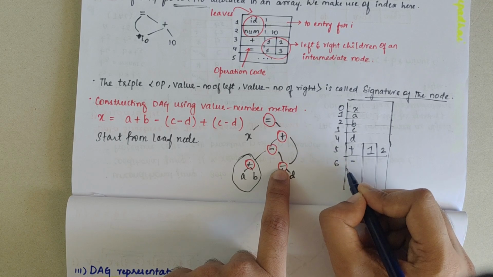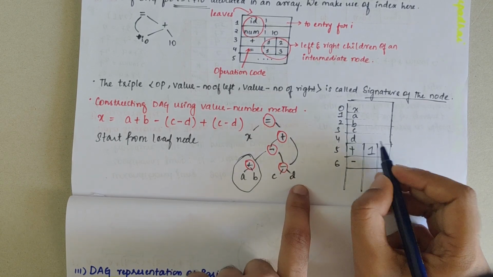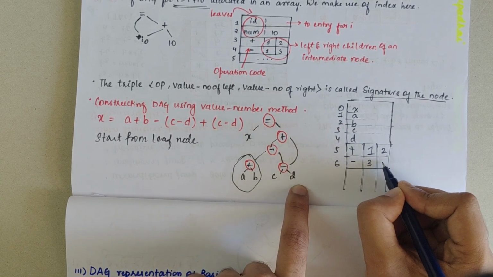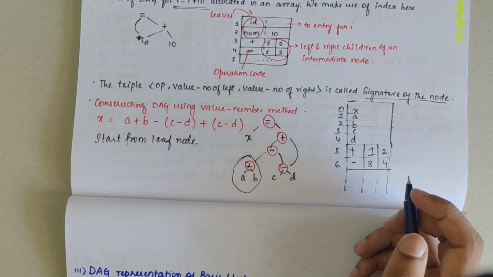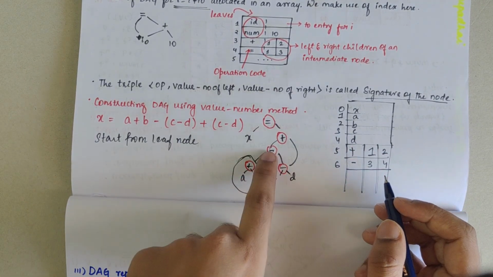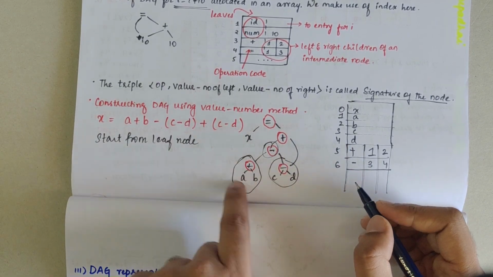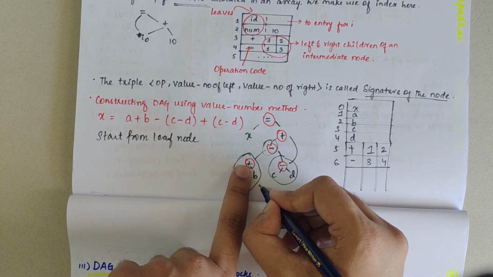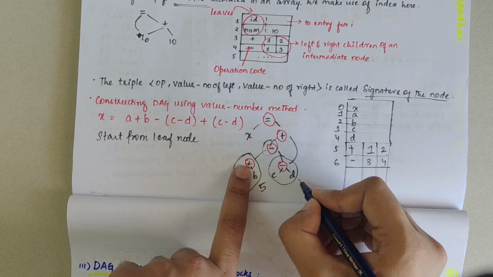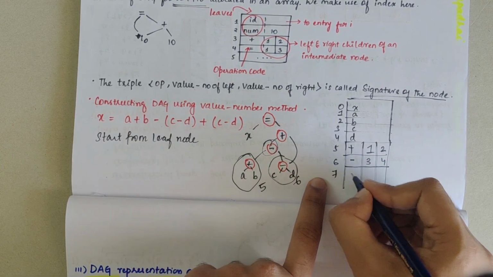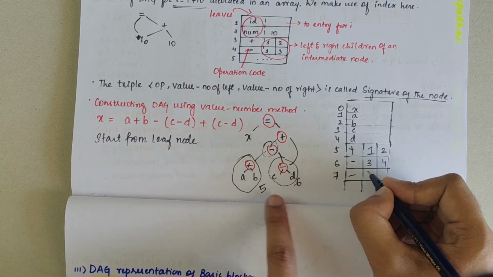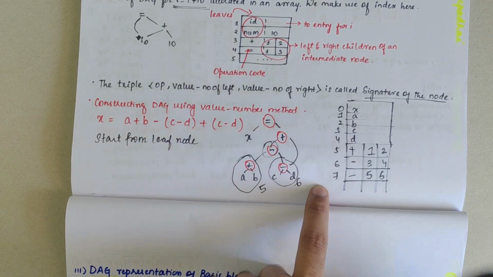The operator here is minus, and I have C and D. For C it is 3 and for D it is 4, the index value. Next I have minus here. So this minus is for this entire thing. This entire thing was 5 and this entire thing was 6, right? So I'll write 7 as minus 5 and 6 here.